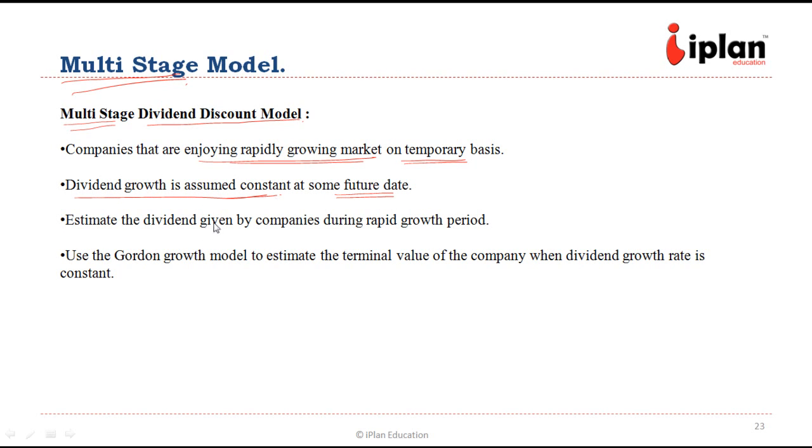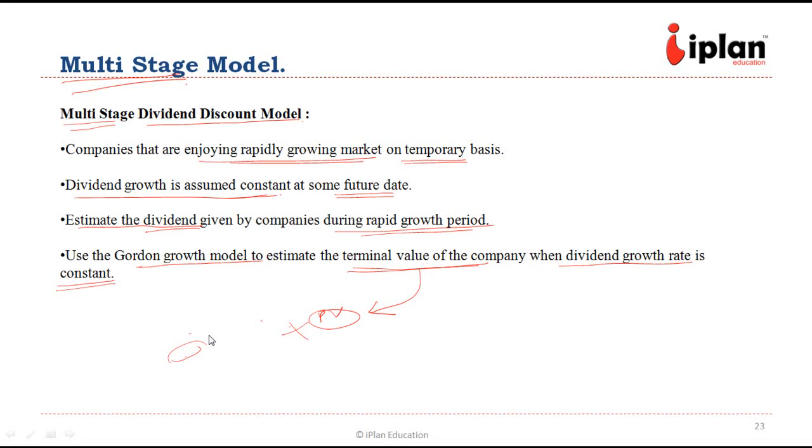So we can estimate the dividend given by the company during the rapid growth period. We can estimate the dividend individually for those years, and then we can use the Gordon growth model to estimate the terminal value of the company when the dividend growth rate is constant. Once we know that terminal value, even that can be discounted to present value, and that can be added to those dividends' present value, and the total present value is going to be the value of the stock. Let us look at the formula to understand it better.